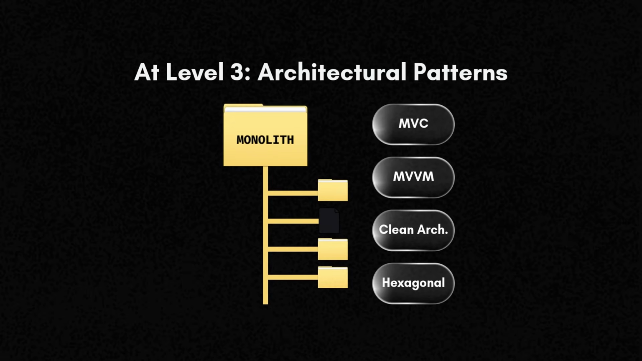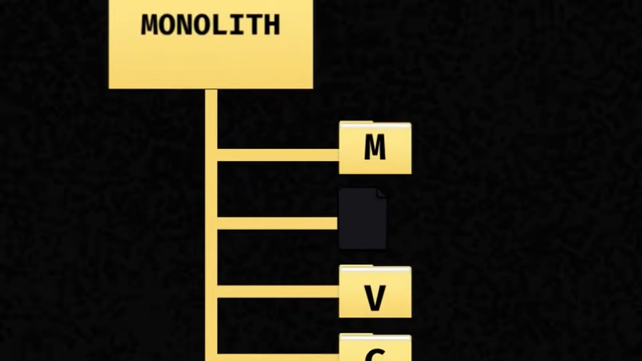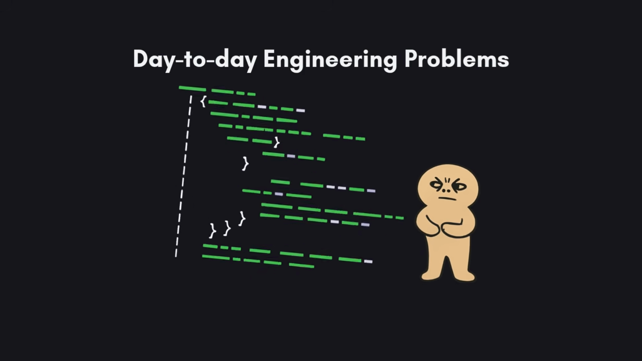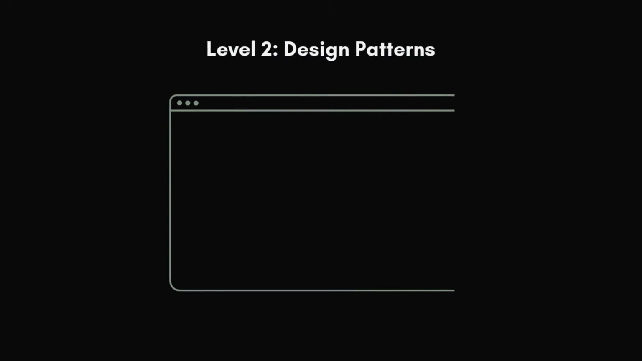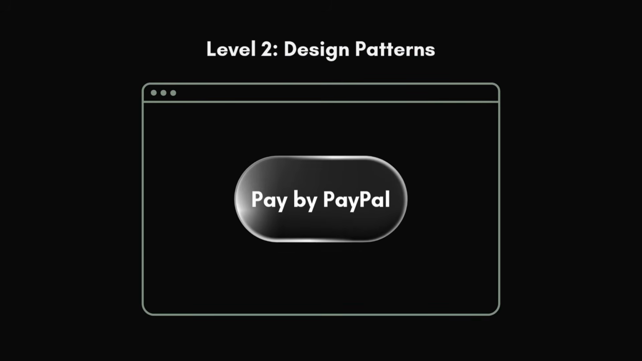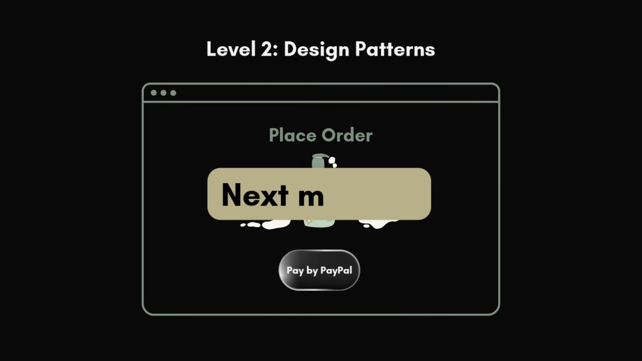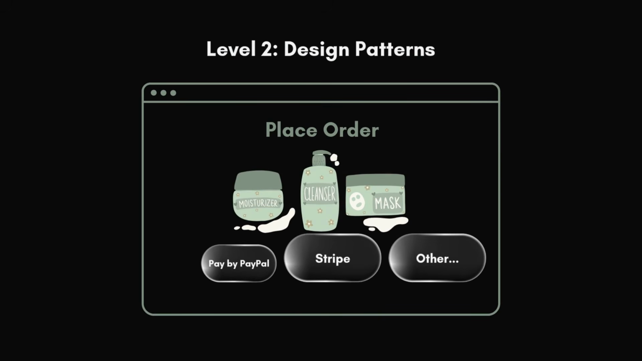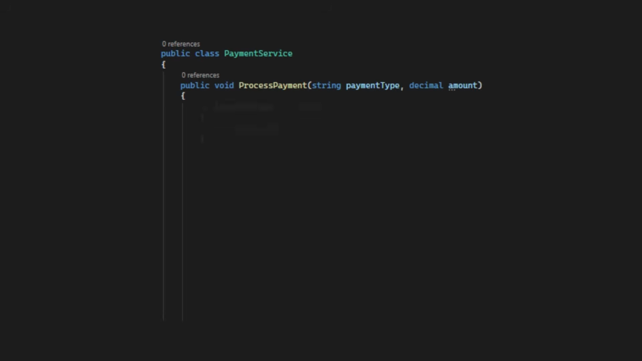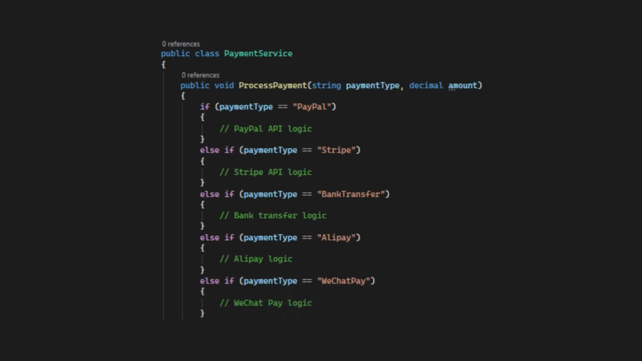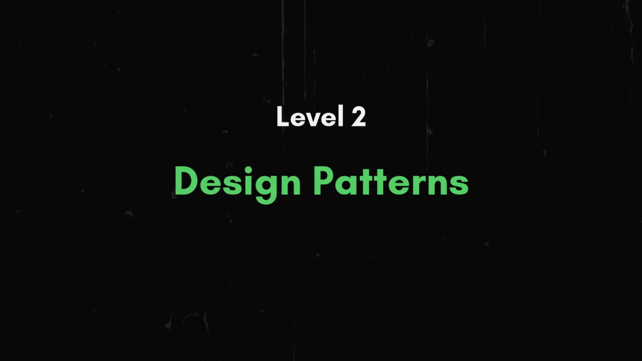Once the application structure is organized, we zoom in further. Now we face smaller day-to-day engineering problems inside the system itself. For example, what if today we support PayPal, but next month we also want Stripe and another payment provider? We do not want giant if-else statements everywhere checking payment types. This is where design patterns help us.